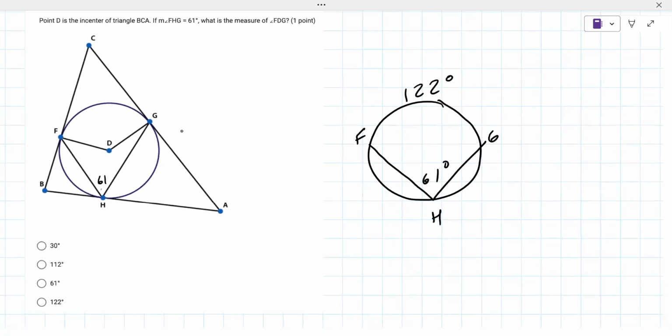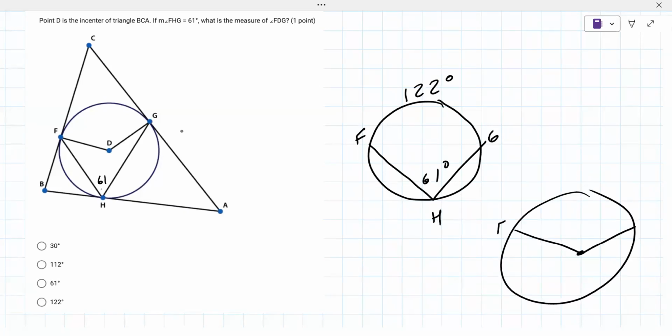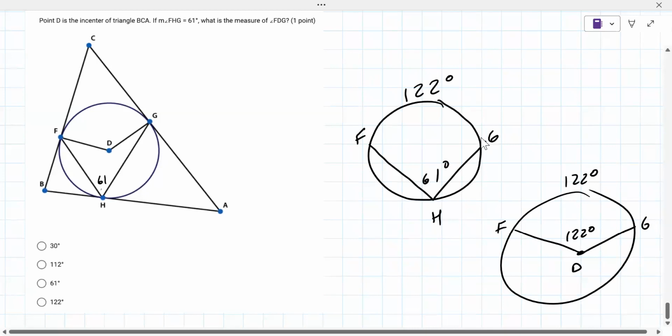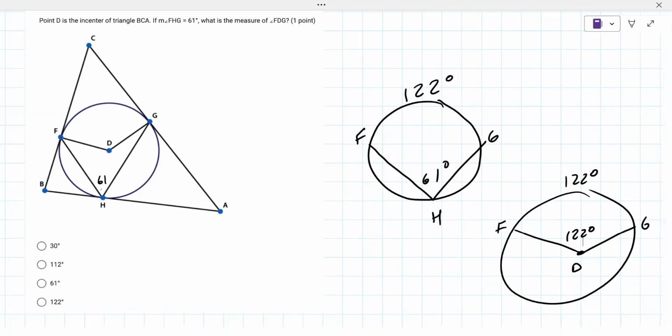And then we want the measure of angle FBG. So if we draw yet another circle, FDG is the central angle, and the central angle is exactly equal to the measure of the arc. Maybe that was not clear. Please let me know.